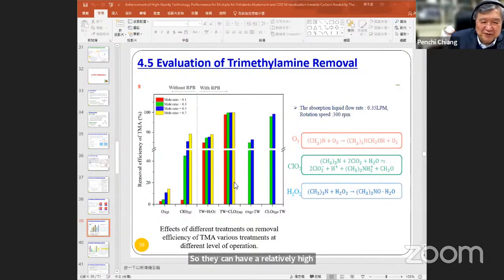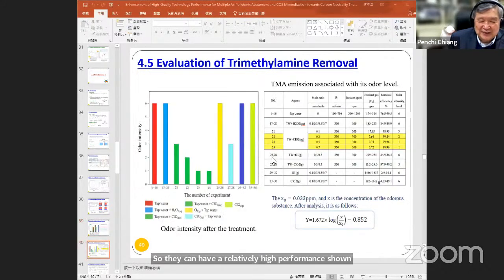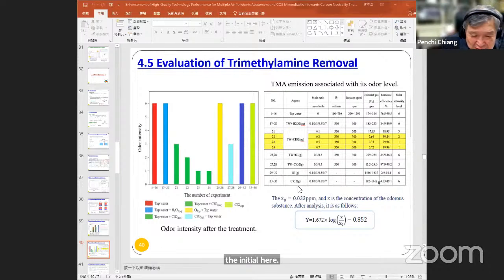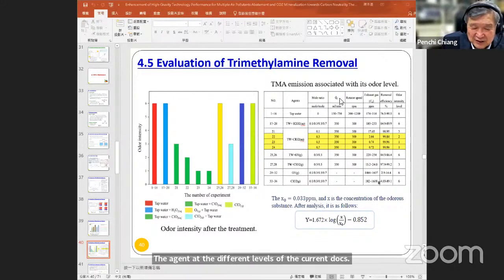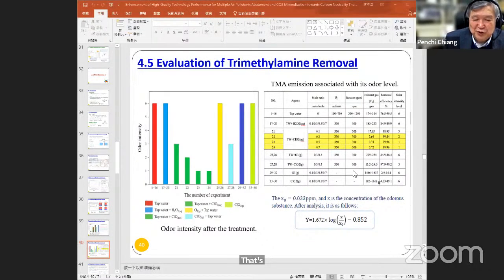So we do believe chlorine dioxide is a good one. Okay, then we did several tests shown here. Probably we have run about 36 rounds at different levels of the chemical agent, at different levels of chlorine dioxide, gas liquid ratios and rotation speed shown here.